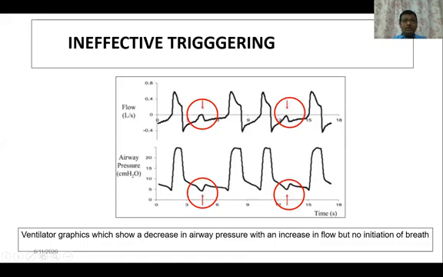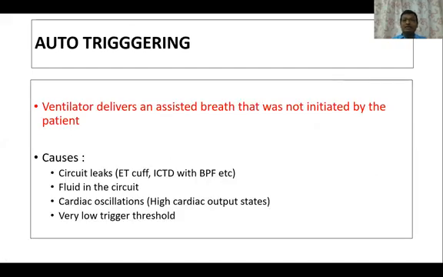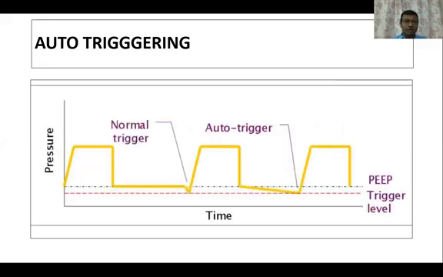Now, what is auto triggering? The ventilator delivers an assisted breath that was not initiated by the patient, and the usual causes are fluid or leaks in the circuit. Now, how do you make it out? You can see here in the first breath, there is a negative deflection. So this is a normal patient-triggered breath. And if you look at the next breath, because of a leak or fluid in the circuit, you see the pressure has dropped below the PEEP level, and that has triggered the breath, and that is an auto trigger.